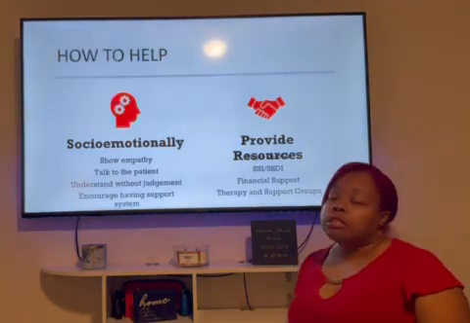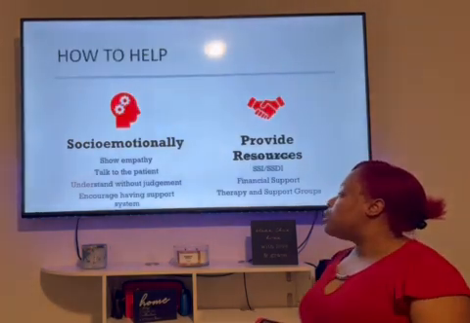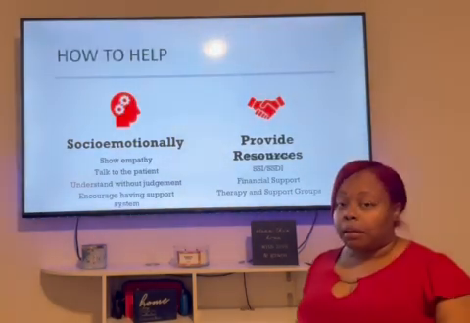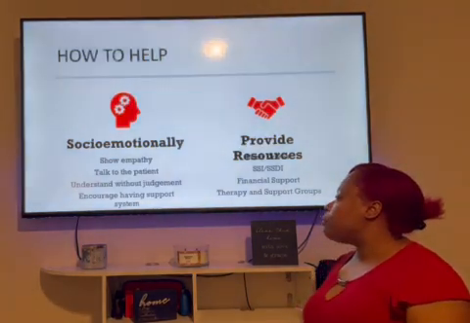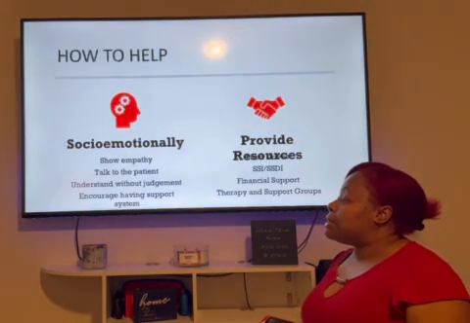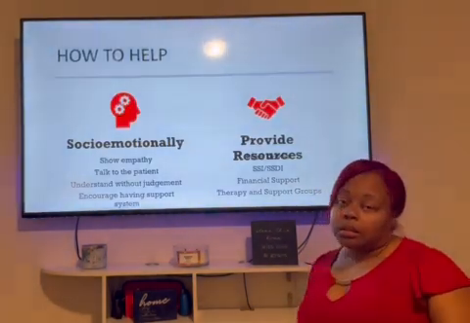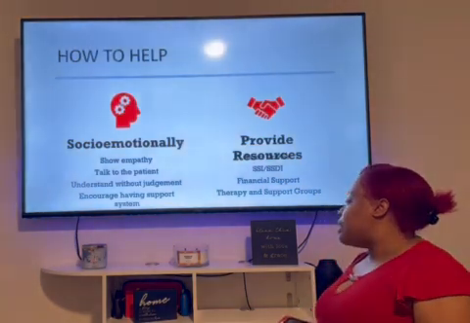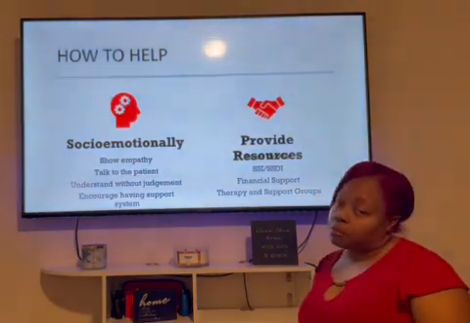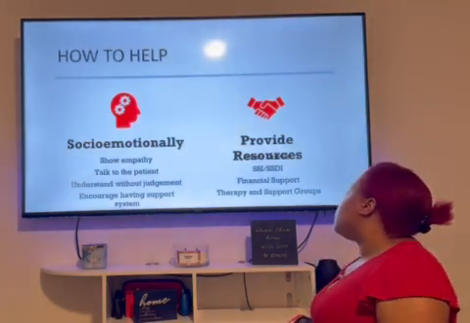Encourage having a support system. I feel like that is very important with sickle cell patients, to have a support system with family, friends, close ones, because sometimes it can get lonely for them. If they're lonely, it leads to anxiety, it leads to depression, things like that. Encourage them to have that support system because it is very important for their mental health.